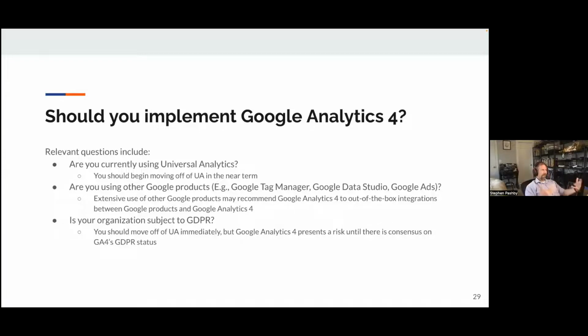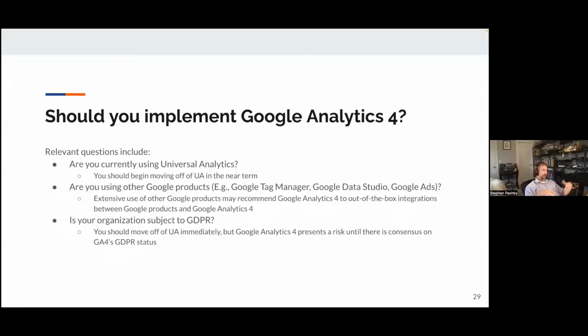So questions that I like to think about is, one, are you currently using Universal Analytics? If so, since that's on a time clock, you should definitely begin moving off of Universal Analytics in the near term, or getting some sort of parallel tracking situation in place so that you'll have continuity of data and actually be able to do historical analysis once Google shuts off new tracking for Universal Analytics.